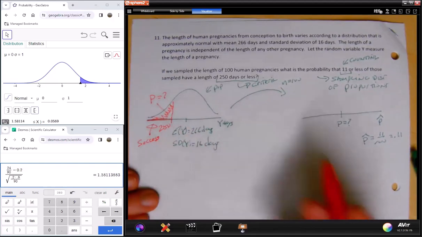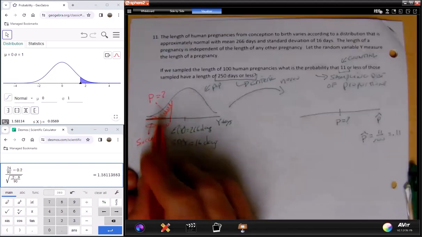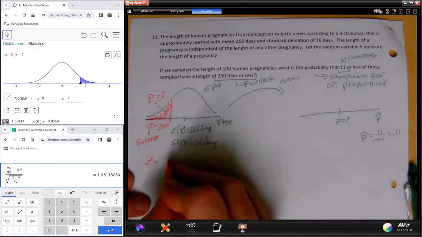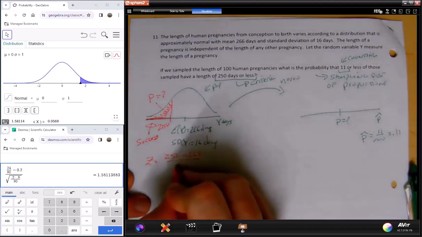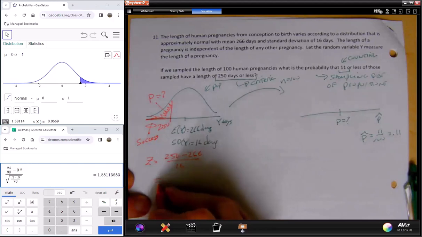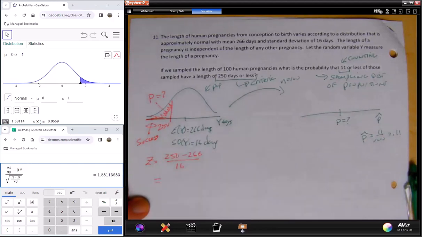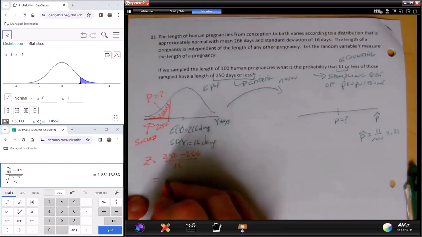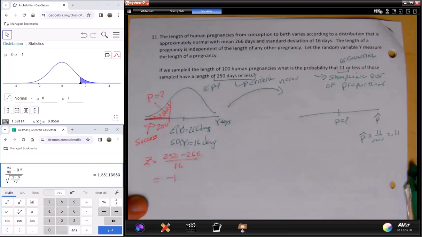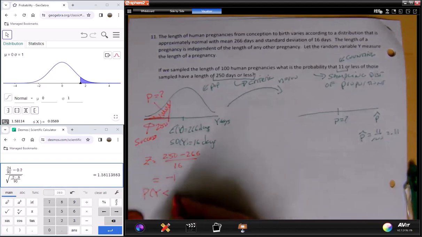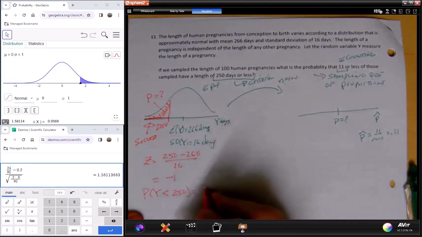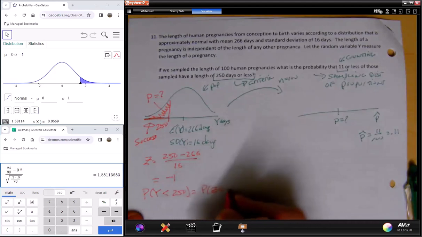So this is a normal distribution, so let's figure this out. I need to figure out what success is. So let's do this. 250 minus 266 divided by 16. What is that? For the quick calculation, it's like it's -1. Okay, -1. So what's the chance of getting a single value to be less than 250 days? That's the equivalent of saying that my z-score is less than -1.